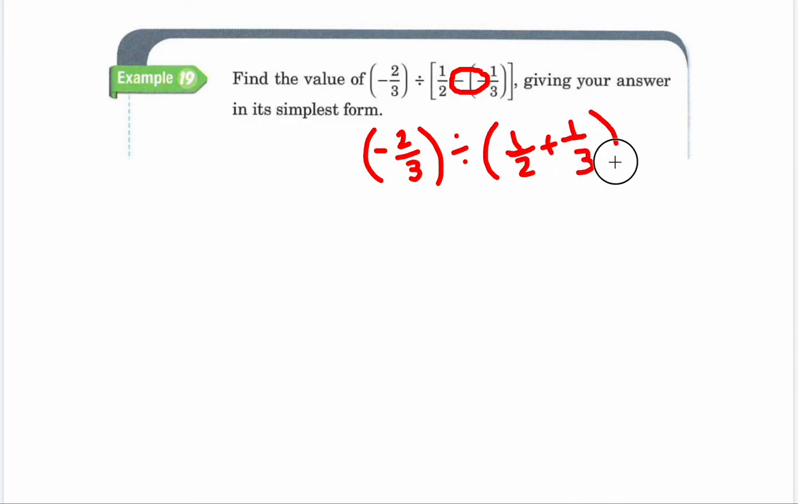Okay, and just like that, I get rid of one of my brackets, because this parentheses here was just to protect this negative from everything else, right? But now that negative and negative is positive, I don't really need the parentheses because there's no negative in front of the 1/3. So I got rid of one of the sets of parentheses. Still have this one though. 1/2 plus 1/3 is still inside the parentheses.